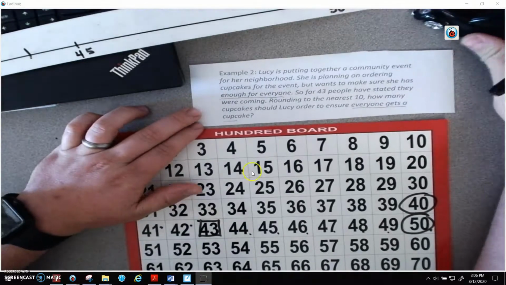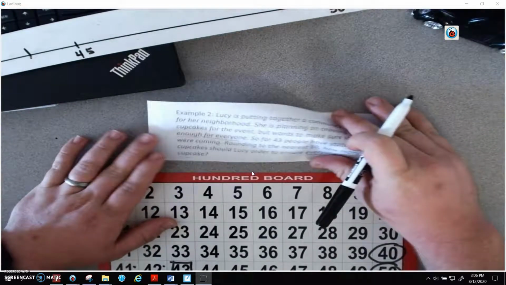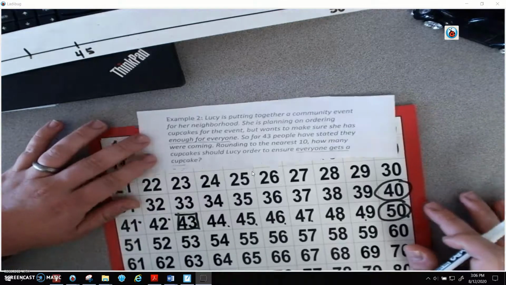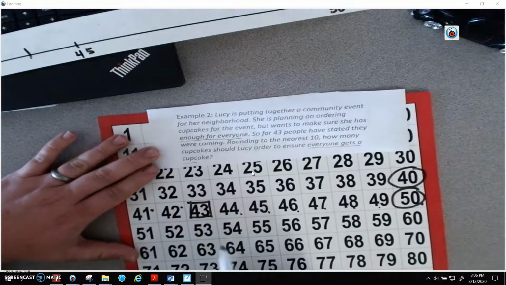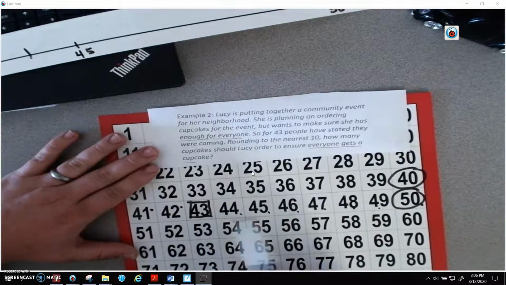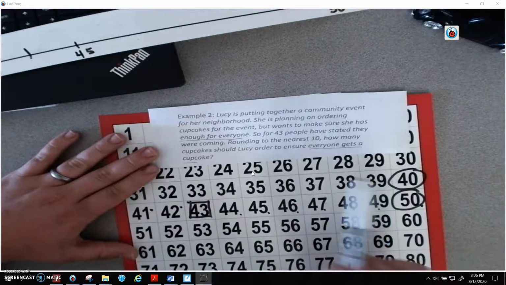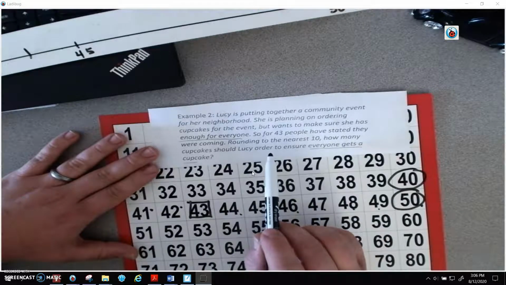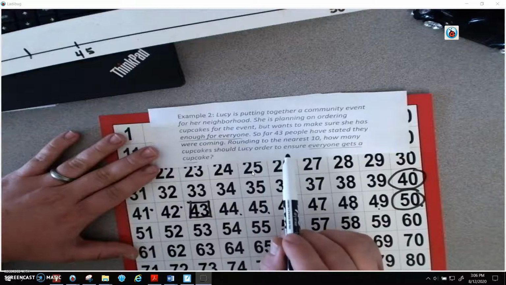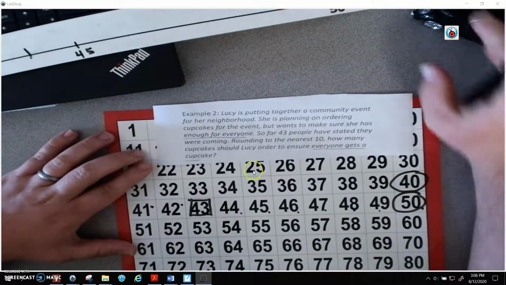As a reminder, anytime you're answering a word problem like this, make sure that you understand what it's asking. Because if we would have just rounded to the nearest 10, it would have been 40, but it didn't want to just round to the nearest 10. It wanted to round to the nearest 10, but also it wanted to make sure that everybody gets a cupcake.